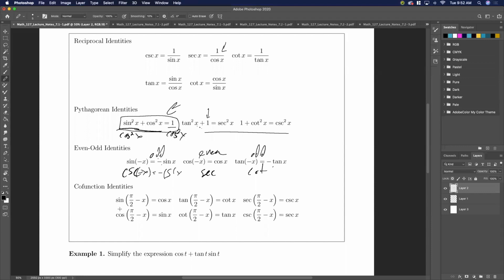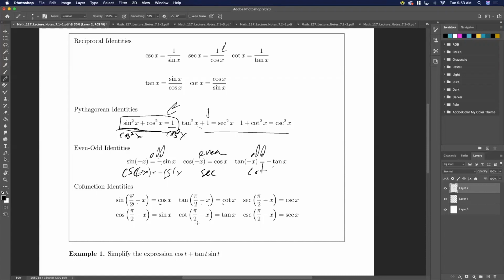So here's the cofunction identities. So here you have sine. If I take pi over 2 minus x, I get cosine. If I take pi over 2 minus x, I get tangent, and so on and so forth, right? And so here we have sine to cosine, tangent to cotangent, secant to cosecant, and then cosine to sine, cotangent to tangent, and cosecant to secant. Maybe that's why they're called cofunctions, because cosine and sine, right? Because they're cofunctions, and secant and cosecant because they're cofunctions, and tangent and cotangent.